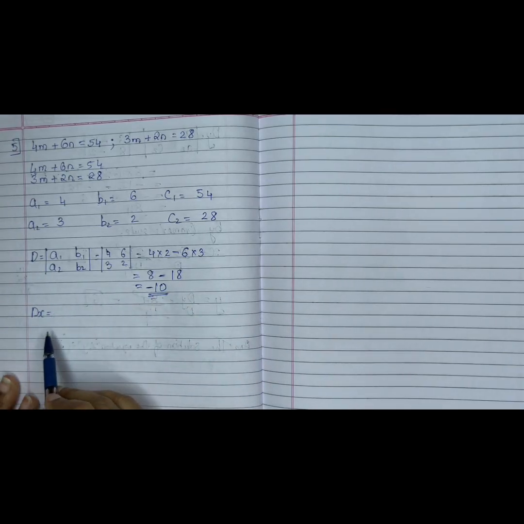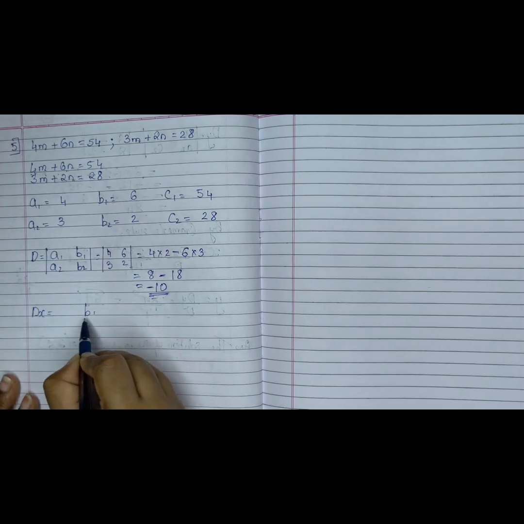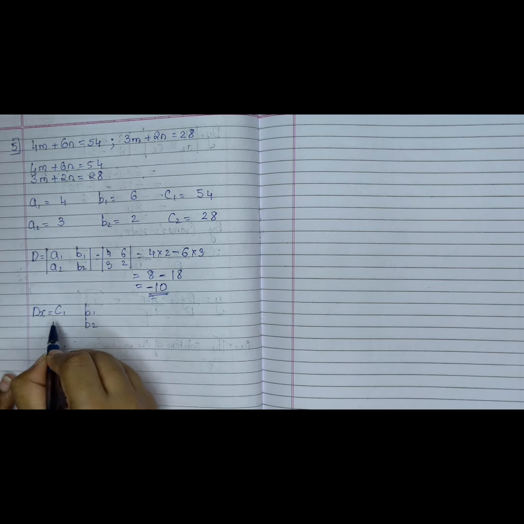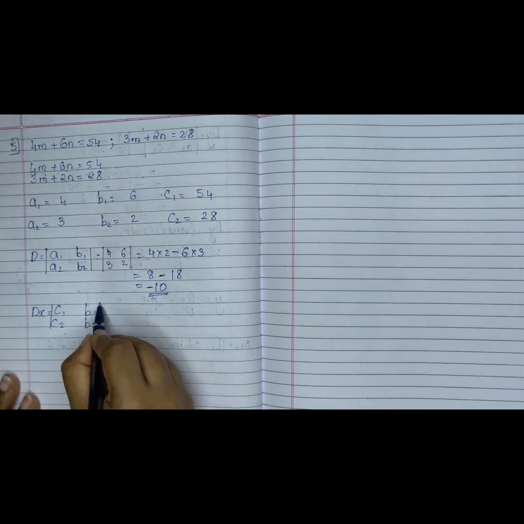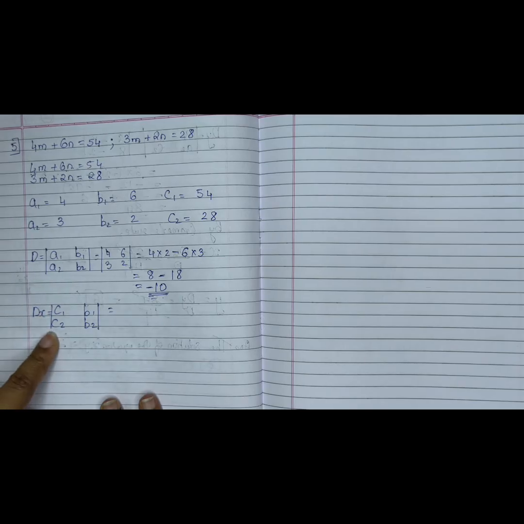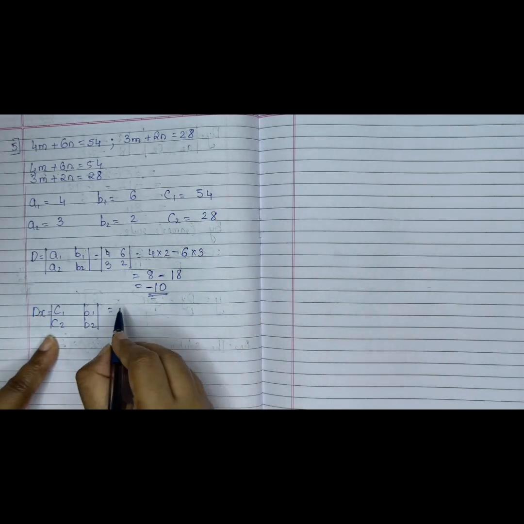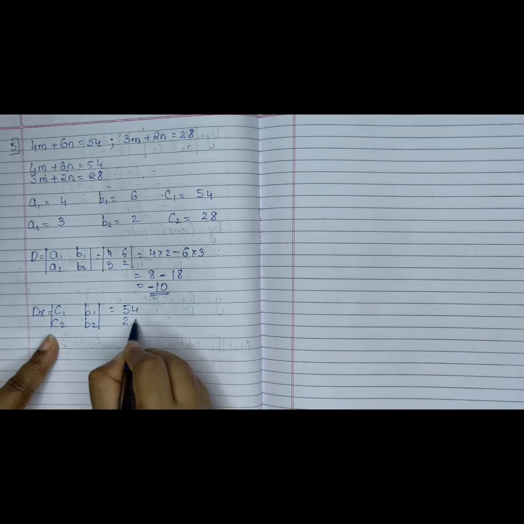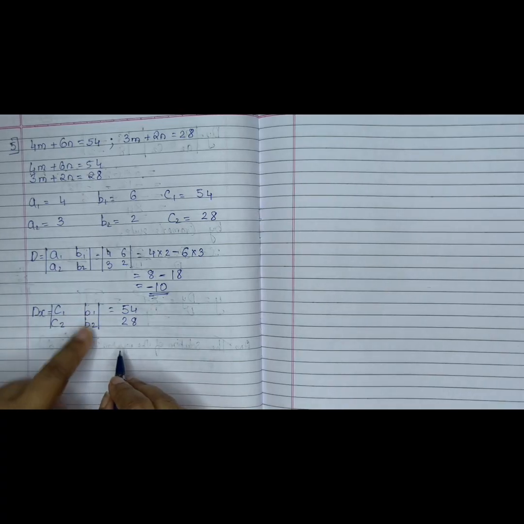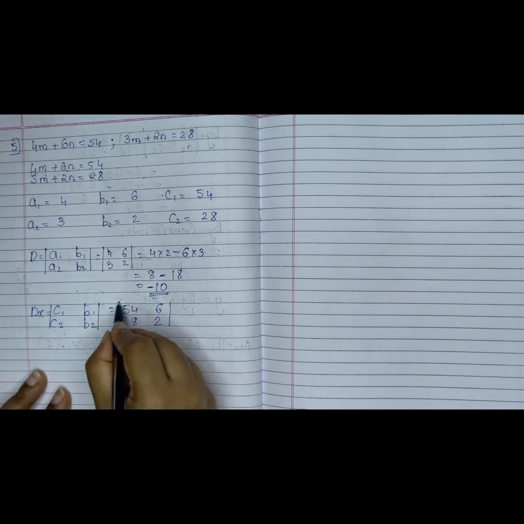Now dx will be, get this b1 upon b2 as it is. Okay, b1 upon b2, here we will have c1 and c2. b1 upon b2 as it is, in this place we will have c1 c2. So c1 c2 is 54 and 28 here, and b1 b2 is 6 and 2. Here we have 6 and here we have 2.